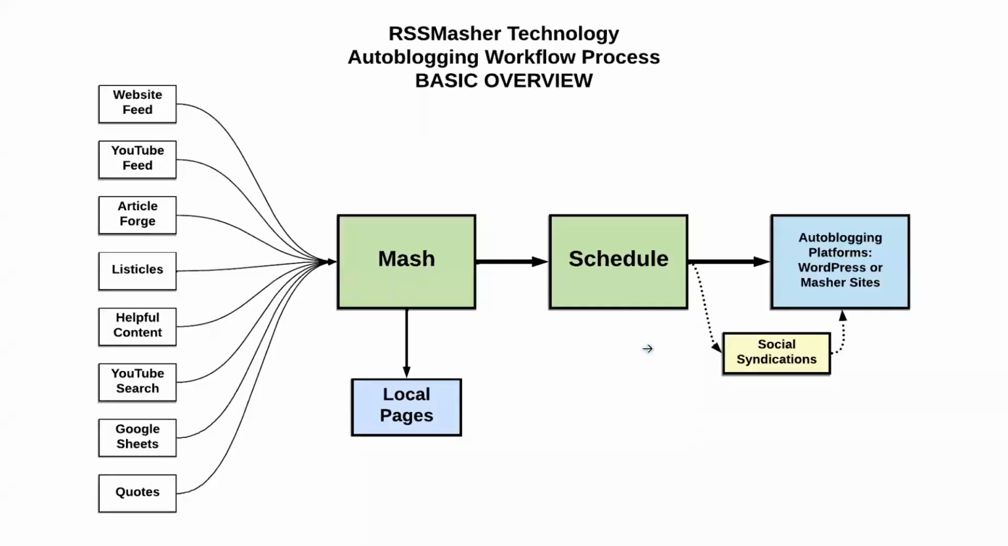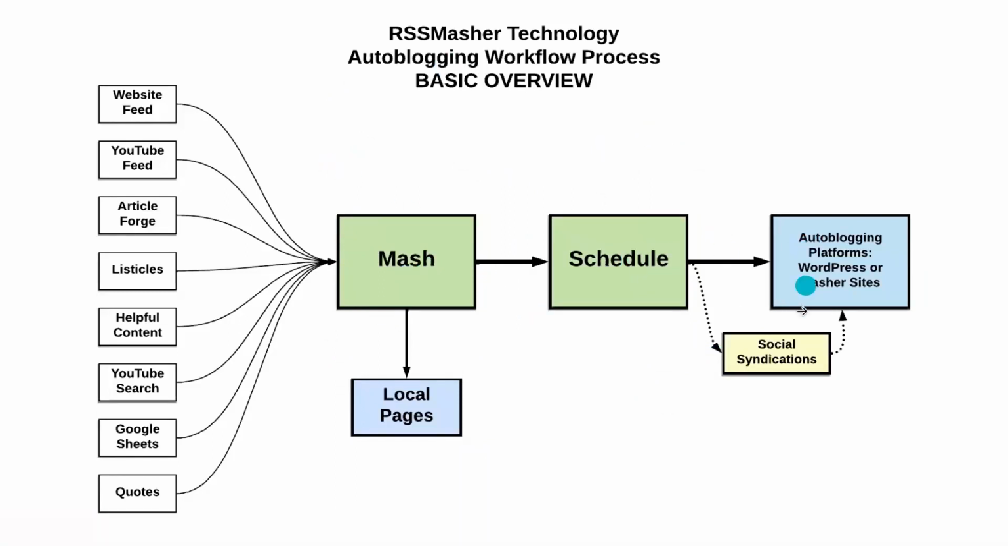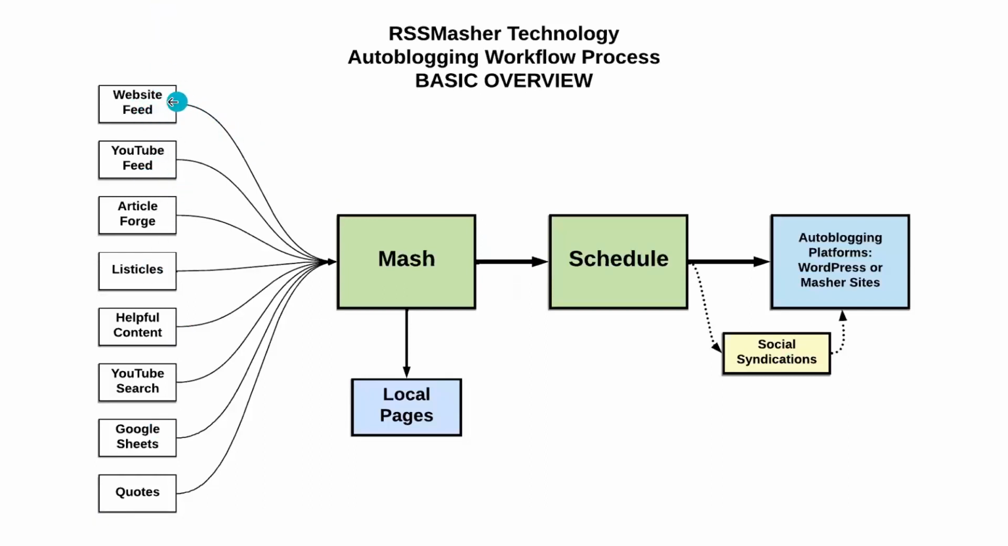But I wanted to go through a basic overview so you can see how everything is put together. So this is RSSMasher. We mash, we schedule, and we post, and we syndicate, okay? And in between, we can do mashes between all this content. So you can put in website feeds. These are your RSS feeds, YouTube feeds, Article Forge. Soon it will be AI Masher. You can add that in there also.